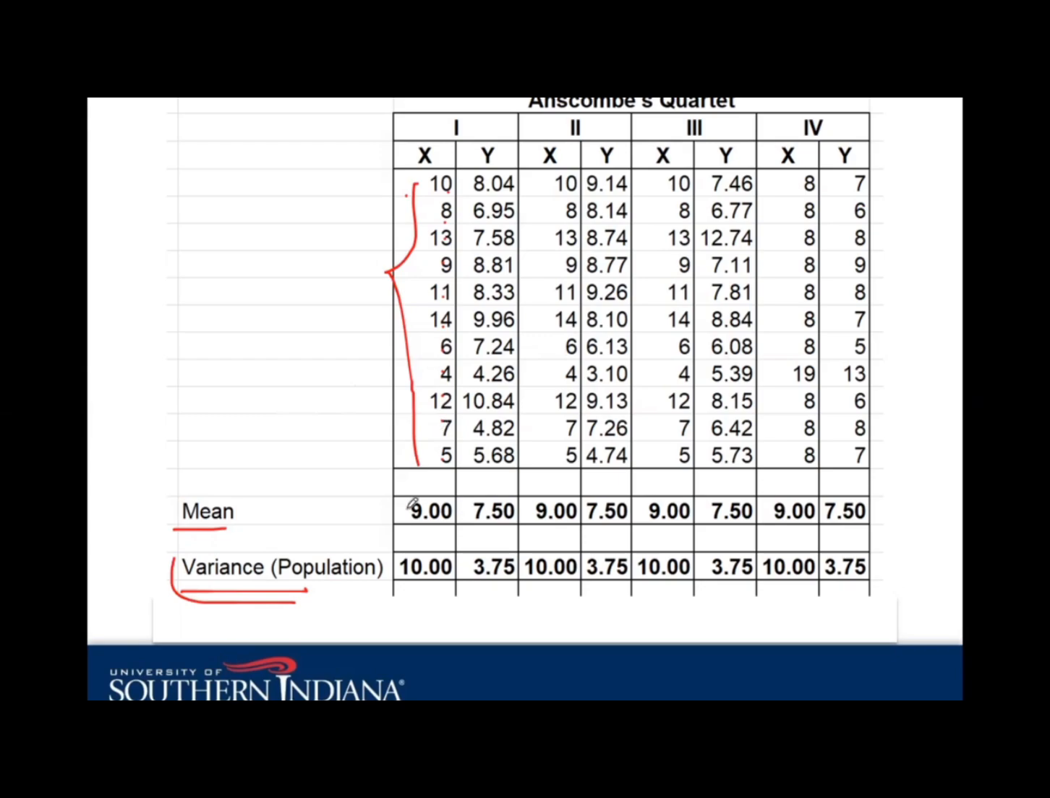So in this case, we have 9 as the mean for all the x's, and all the y's have a mean of 7.5, and all the variances are the same. The variances are the same for the y's. So you may conclude that we have 4 identical data sets just based on the statistics, the mean and variance.